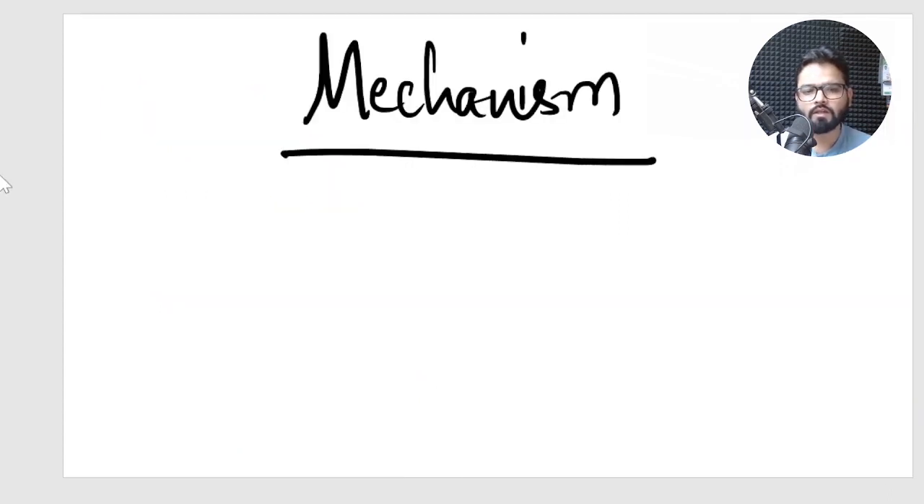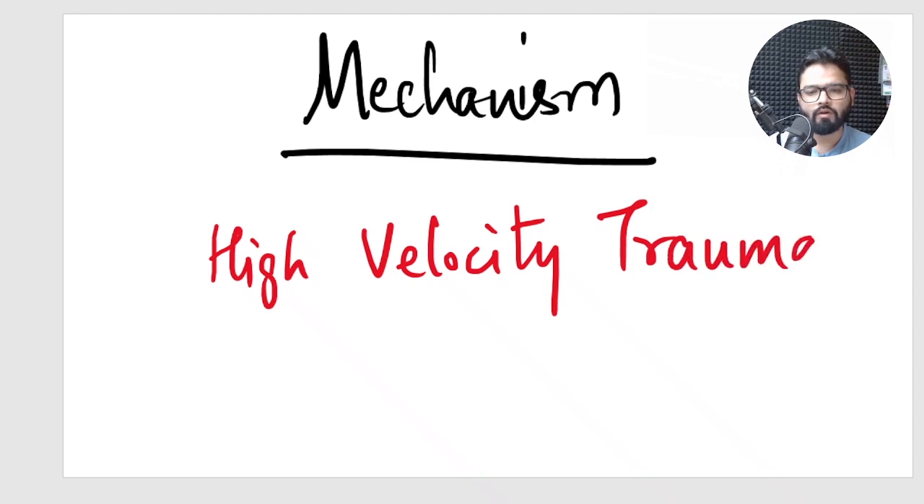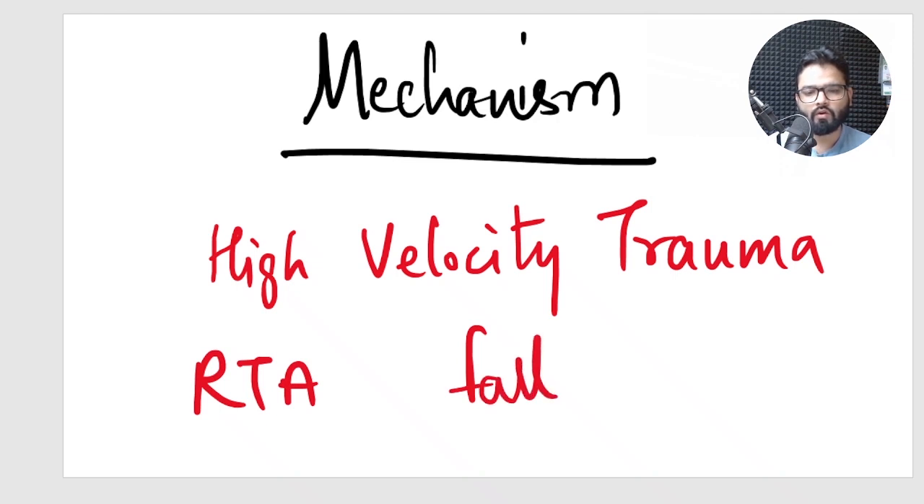What is the mechanism of injury? These injuries occur usually due to a high velocity trauma. For example, a road traffic accident, a fall from height, or industrial accidents.